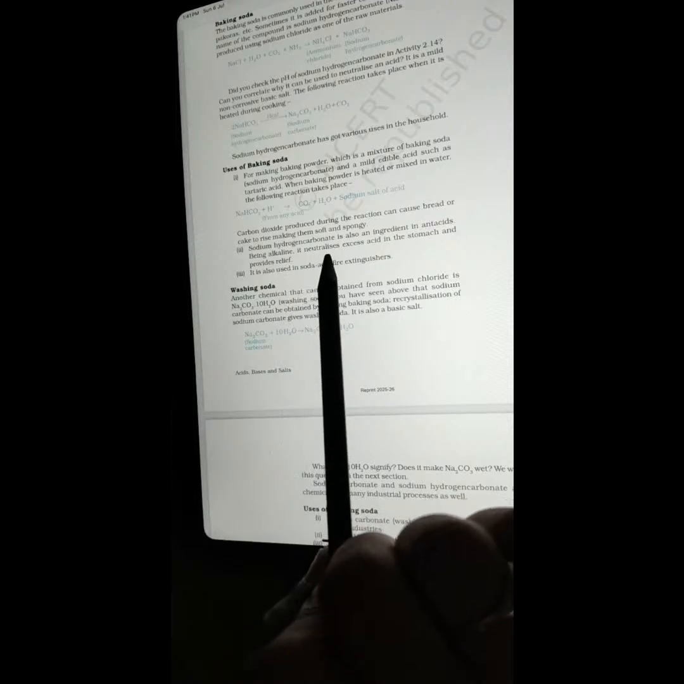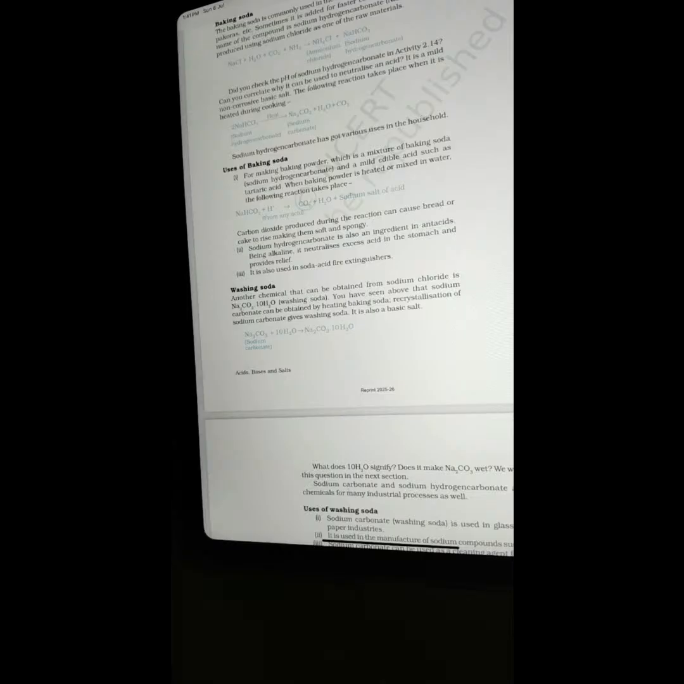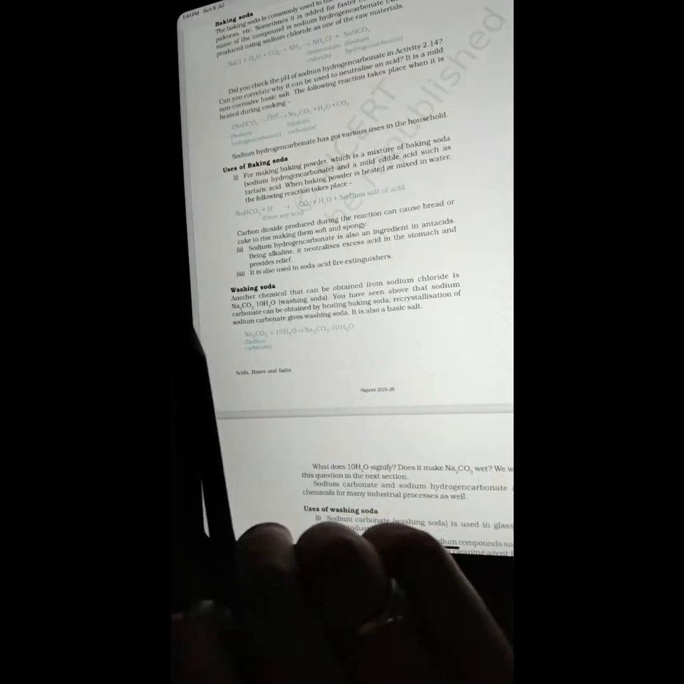Sodium hydrogen carbonate is also an ingredient in antacids. Being alkaline, it neutralizes excess acid in the stomach and provides relief. It is also used in soda acid fire extinguishers.